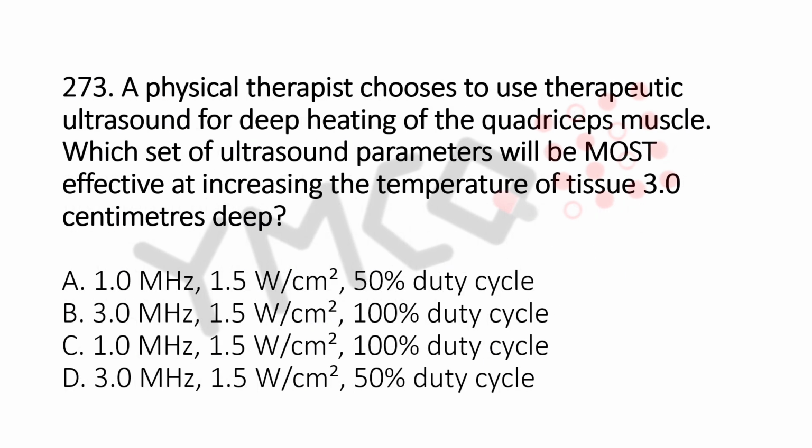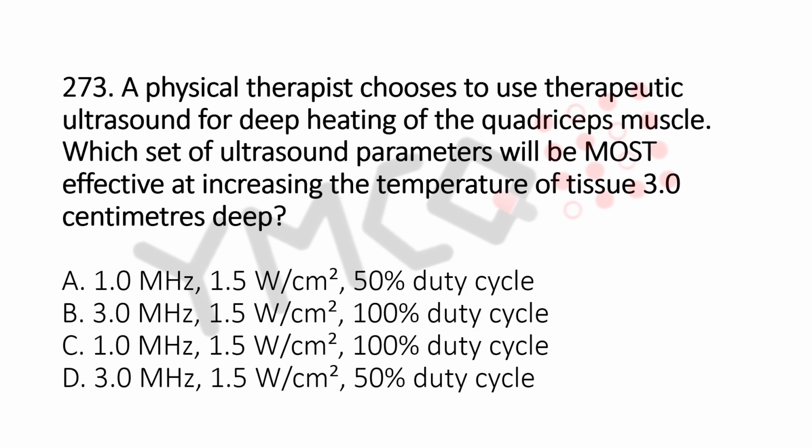A physical therapist chooses to use therapeutic ultrasound for deep heating of the quadriceps muscle. Which set of ultrasound parameters will be most effective at increasing the temperature of tissue 3.0 centimeters deep?